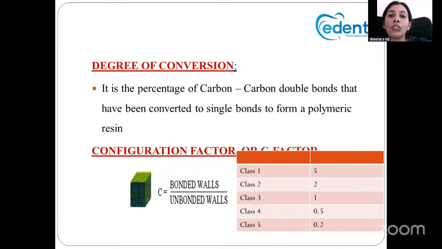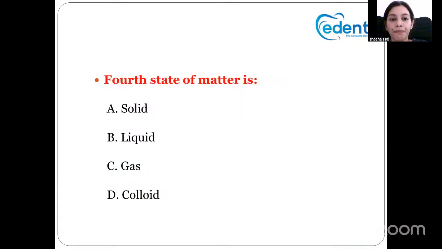For class 1 it is 5, class 2 it is 2, class 3 it is 1, class 4 it is 0.5 and class 5 it's 0.2. You can correlate this and study, it's very easy. First you remember 5, 2, 1, and this gives 0.5, like 5, 2, 1. That is how you can memorize. Okay, hope you understood this very important point.